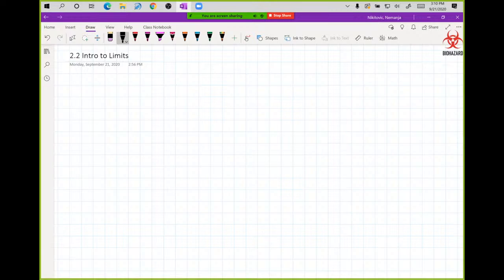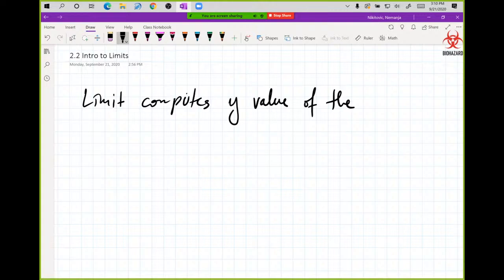So starting with the idea here, I'm going to say that my definition for the limit, what I refer to as a street definition for the limit, is: limit computes the y value of the function. So that's what we have.